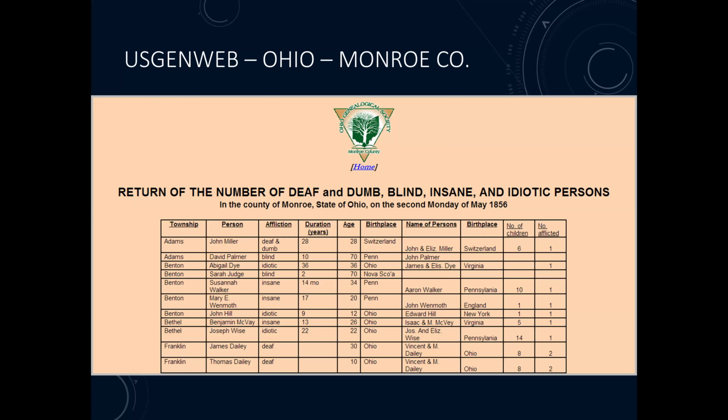So use that US GenWeb because this kind of information, the deaf, dumb, blind, insane, and idiotic persons, is really the kind of information that doesn't get in any place else because it's not low-hanging fruit. So you're looking for transcriptions. You're looking for books to help you out with those.